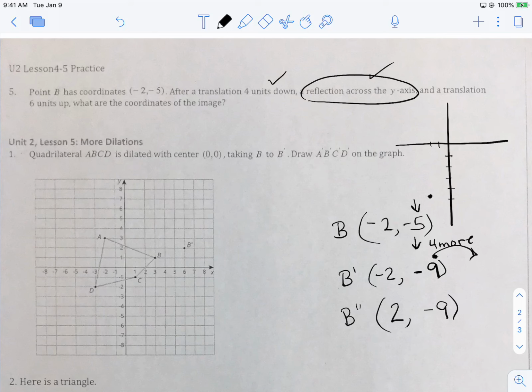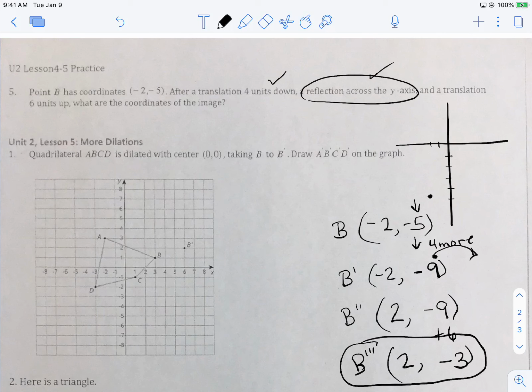And then it says a translation 6 units up. So up and down takes care of our y's. So if we're at -9 and we go up 6, we think about adding to that, we're going to be a -9, a +6, we're at -3 and 2. This would be our B triple prime, and that's our final coordinates.